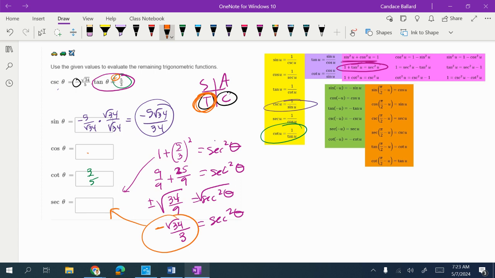And then cosine, I know I'm just going to flip that. So cosine of theta is going to be negative 3 over square root of 34, which I know I can't have that radical in the denominator. So I'm going to rationalize that. So I get negative 3 square root of 34 over 34, and that's what I would type here.